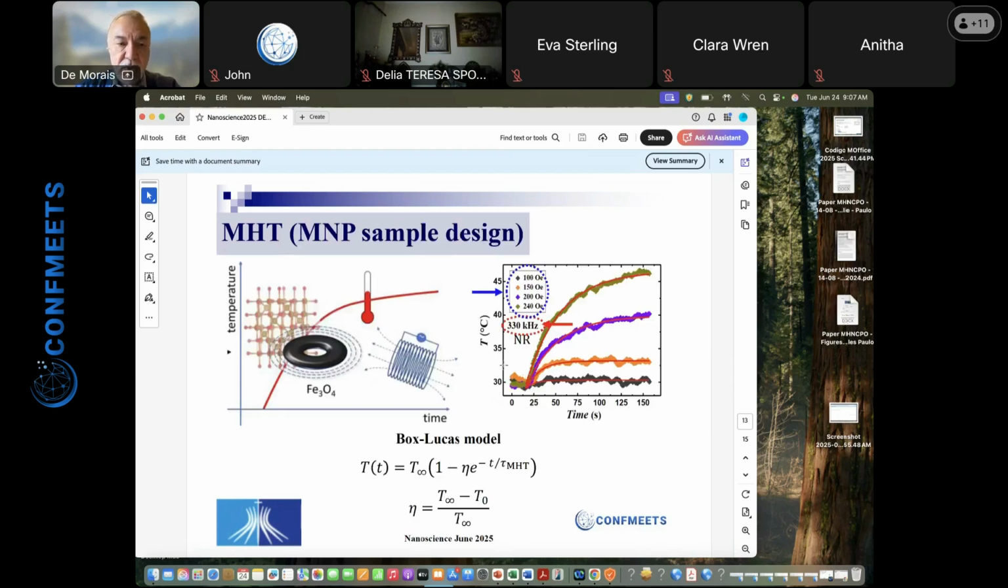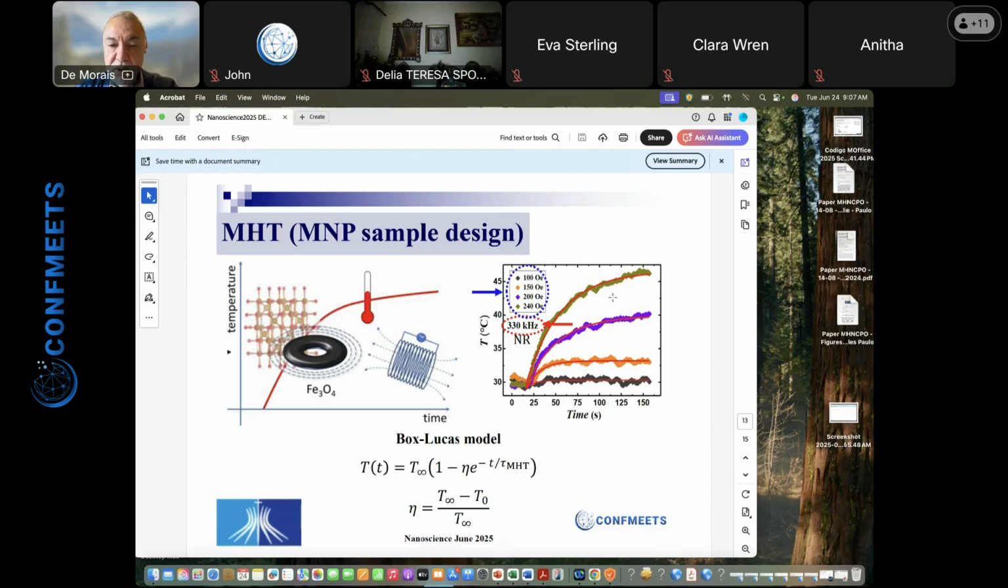So just to show you, in the case of the nanorings, this slide shows you the application of magnetic hyperthermia with the nanorings I showed you before. And here on the right-hand side, we see the rising of the temperature as a function of time. This time is the application of the AC field.